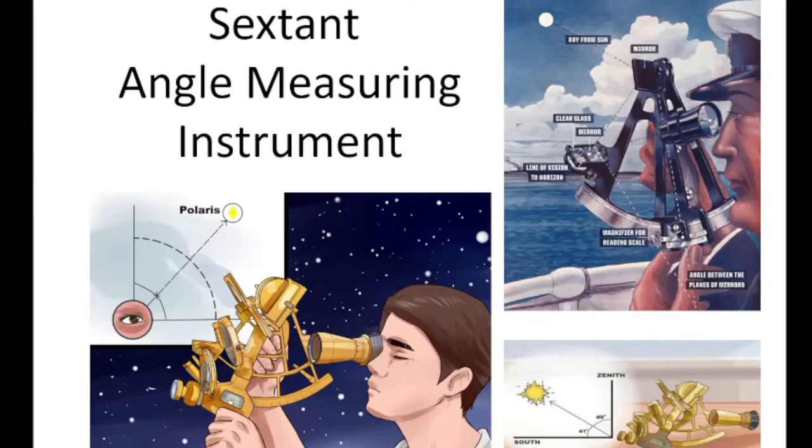Sextant angle measuring instrument. As you can see here, you hold it, you look through the telescope, you need to aim it at the horizon and work with the stars to get an angle. Next slide, please.